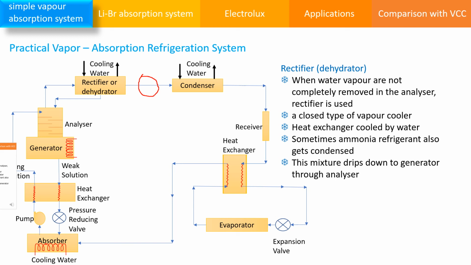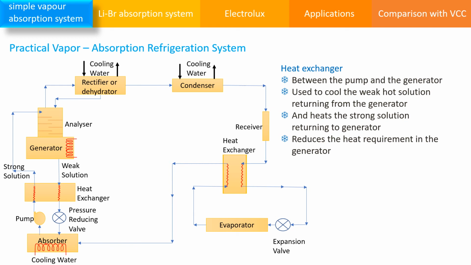As for the heat exchanger, it is a means of improving the overall performance of the vapor absorption system. So there are three essential components which are extra in a practical vapor absorption system, out of which we have seen the analyzer and rectifier, which are solely responsible for passing only ammonia vapor to the condenser. But the heat exchanger is used for improving the performance of the overall vapor absorption system.